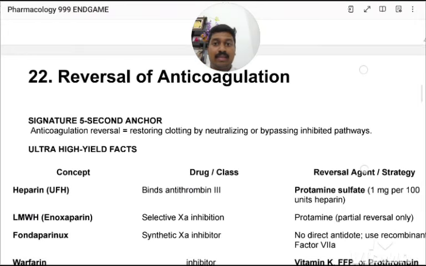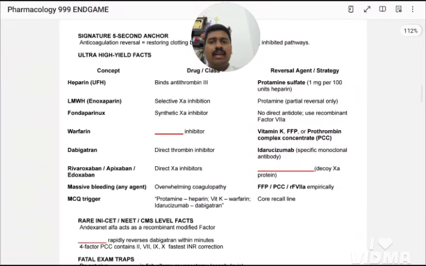Next, we'll go to the next topic, that is reversal of anticoagulation. Again, a very common one. So warfarin acts via which inhibitor?